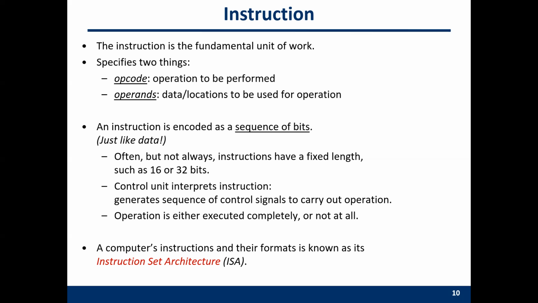And then the control unit will decode the instruction and generate a lot of control signals to perform the operation. The operation is either executed completely or not at all. If your operation is not executed, why? Because you are in the unselected branch of an if-else. So in that case, the CPU does not have to run the operation. Otherwise, it will be completely executed.